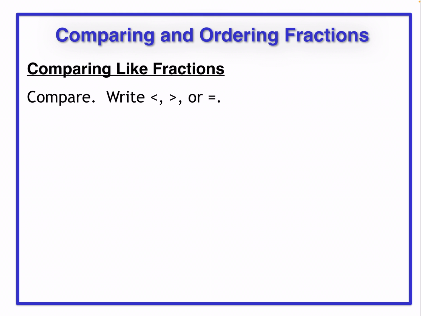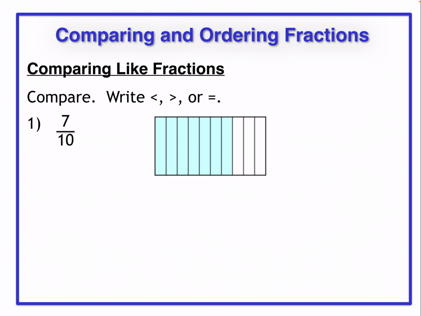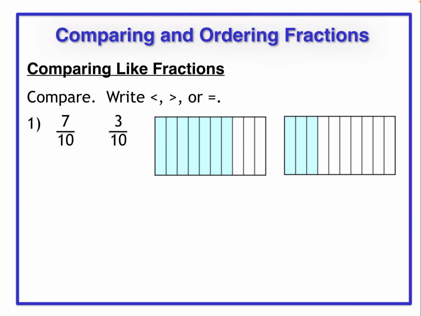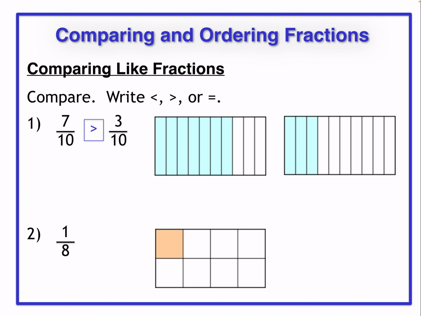Comparing like fractions. So we're going to compare, and you have to write if it's less than, greater than, or equal to. Number one, we have 7/10 compared to 3/10. So when you have the same denominator, you just look at the numerator, and the bigger one will be the greater than. So 7/10 is greater than 3/10.